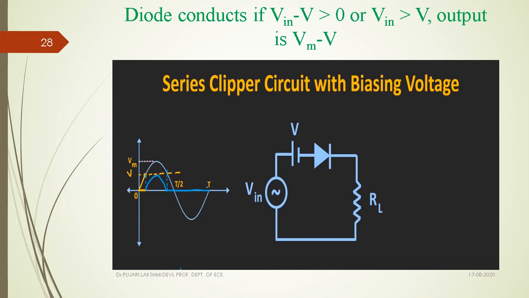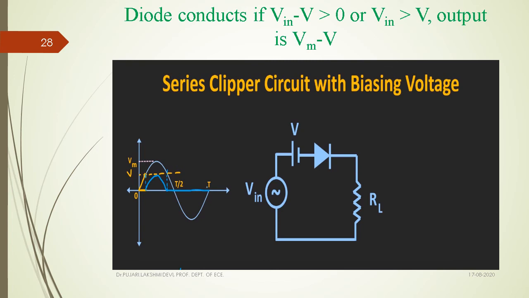Now, a series clipper circuit with biasing voltage. Already we observed parallel clipper circuits with biasing. Now, a series clipper circuit with biasing. Let us see here. Wherever we have connected the diode, in series with the diode we connect the biasing voltage. Similarly, in the series clipper also, we connect the biasing voltage in series with the diode. Now, the negative terminal of this biasing voltage source is connected to the anode of the diode, and the positive terminal is connected to the input voltage source.